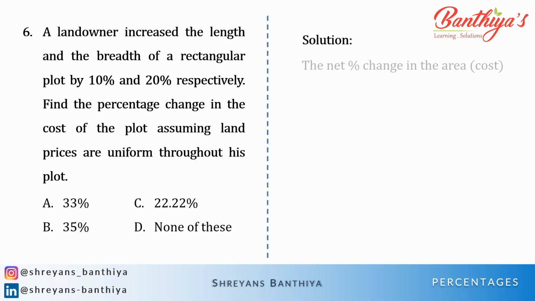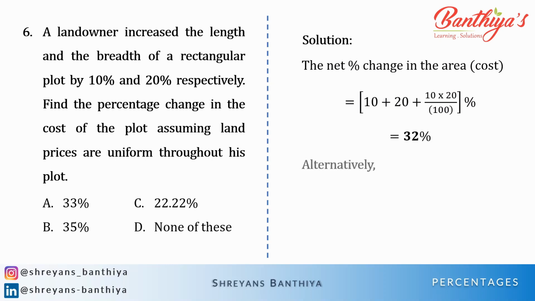So basically 1.1 into 1.2 will give you the basic change. And we have already seen this formula as well. So we need not do the solution by this formula because it's lengthy. So alternatively, we'll use 1.1 into 1.2 minus 1, which will give 1.32 minus 1, that is 0.32, 32% effectively. Now let's see the next question.